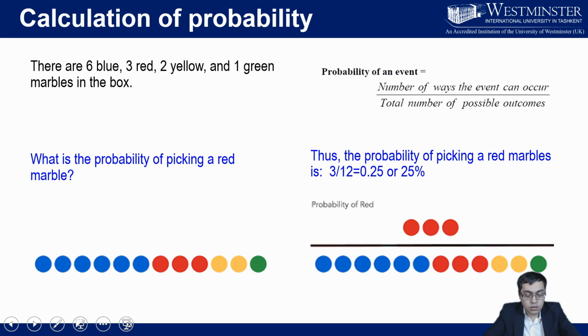First, we count the number of outcomes that result in a red marble. That's going to be 3. Then we divide by the total number of outcomes that we have, which is 12. So in this case, the probability of picking a red marble is 25%.